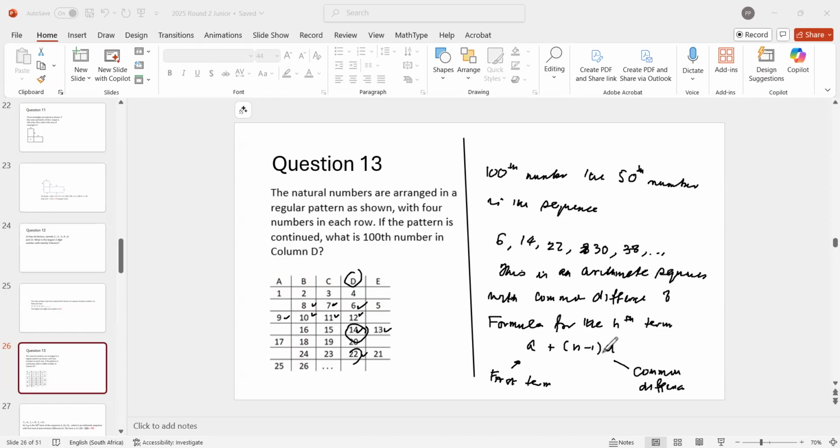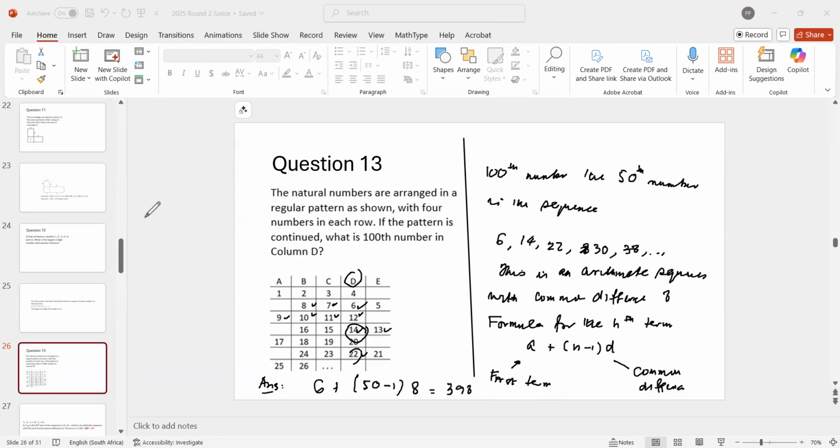So therefore, the answer is, you put A is 6, it's the first term, and n is 50, so it's 50 minus 1 times D, which is 8. 49 times 8 is 392, plus 6 is 398. So the 100th term, 100th number is the 50th number, which we just calculated to be 398. So that's the answer.